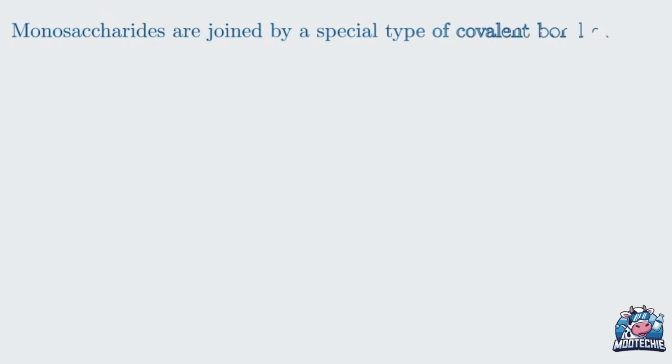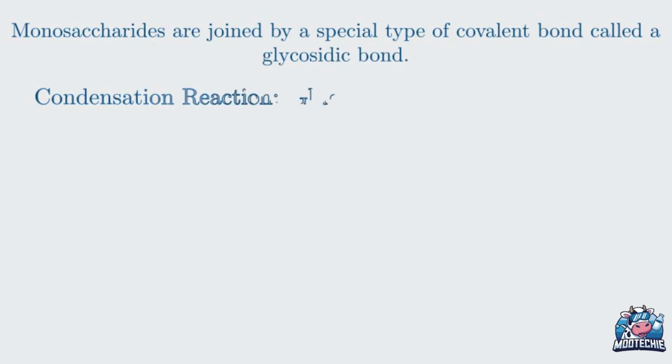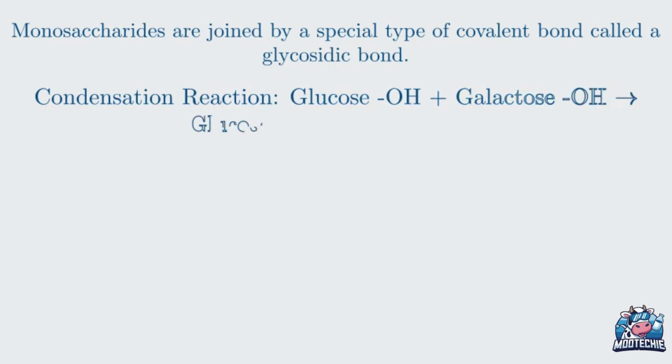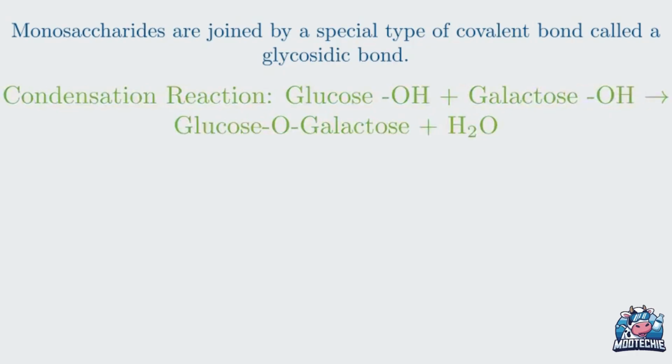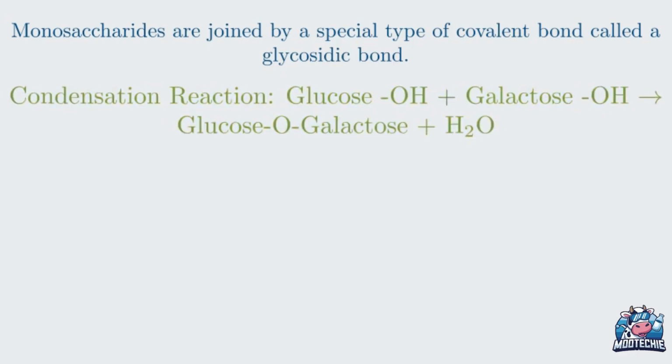Now that we know the two components, our second objective is to understand how they are linked together. Monosaccharides are joined by a special type of covalent bond called a glycosidic bond. The bond forms through a condensation or dehydration reaction. A hydroxyl group from the anomeric carbon of one sugar reacts with a hydroxyl group on any carbon of another sugar. In the process, a molecule of water is removed. This results in an oxygen atom bridging the two sugar units.